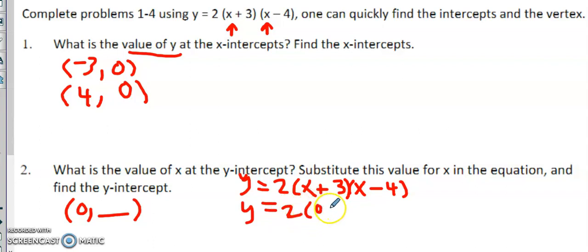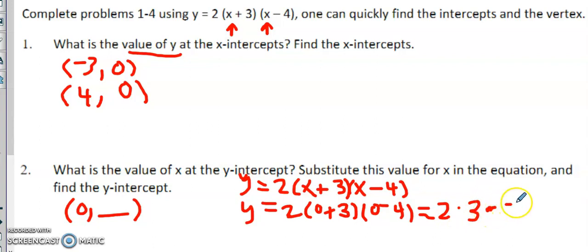So I end up with, here's 0 plus 3, and in this second parenthesis, it's 0 minus 4. So I end up with 2 times positive 3 for the 0 plus 3 times negative 4 for the 0 minus 4. So that means the final answer is negative 24. 2 times 3 is 6. 6 times negative 4 is negative 24. And so that would be the value of the y-intercept.